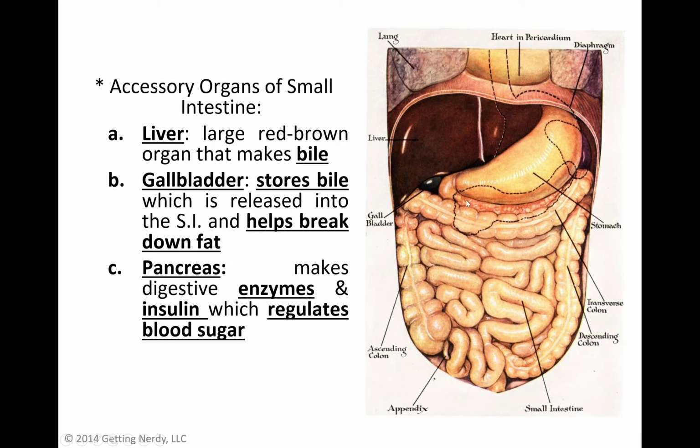The pancreas is right here below the stomach and kind of underneath it. You can see part of it's behind the stomach, and then you can see a little bit of it there. It makes lots and lots of digestive enzymes for all the different foods, carbs, fats, lipids, and it also makes insulin, which helps regulate blood sugar, and we kind of talked about that with the endocrine system.